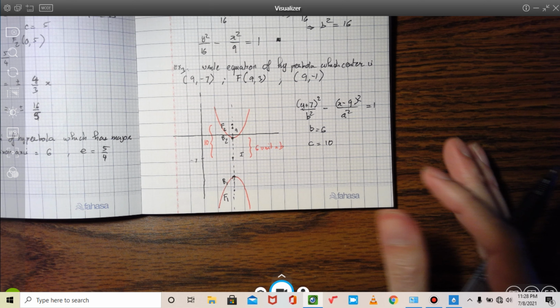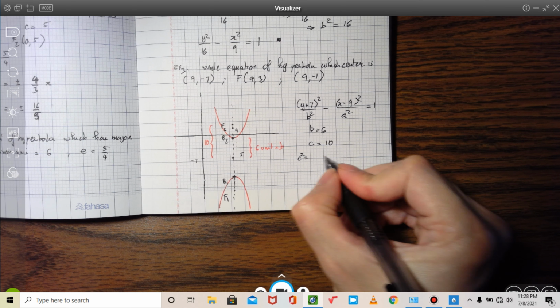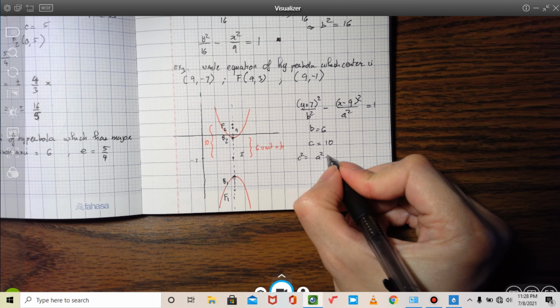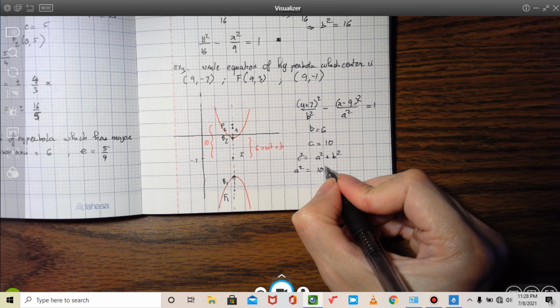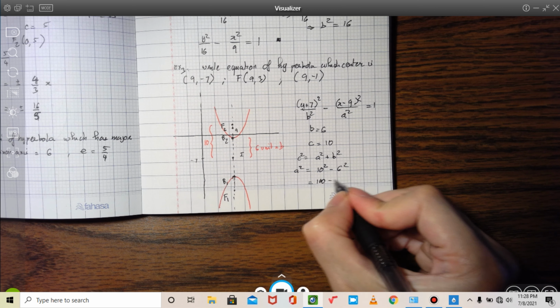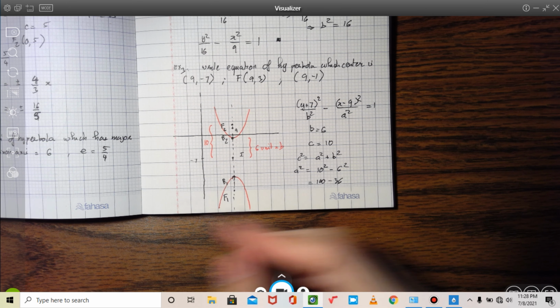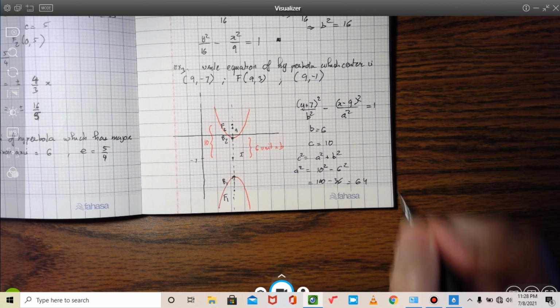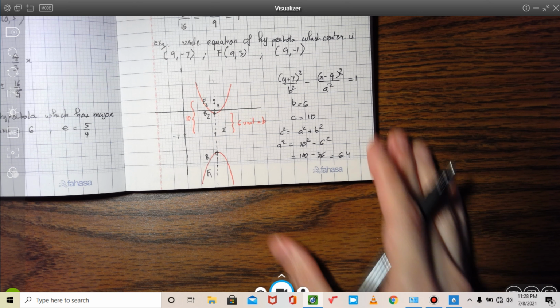So I can get a, right? So we know c^2 equals a^2 plus b^2. So a^2 equals c^2 minus b^2. So it will be 10^2 minus 6^2. So it will be 100 minus 36. Alright, so 100 minus 36 gives you 64, which is a^2. Then you can get the equation easily.